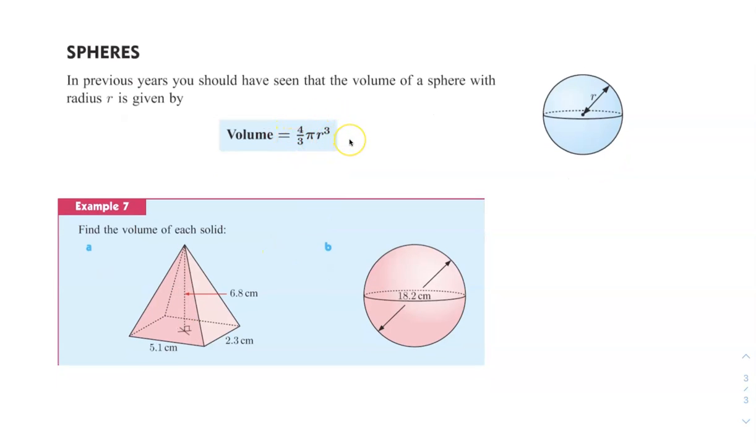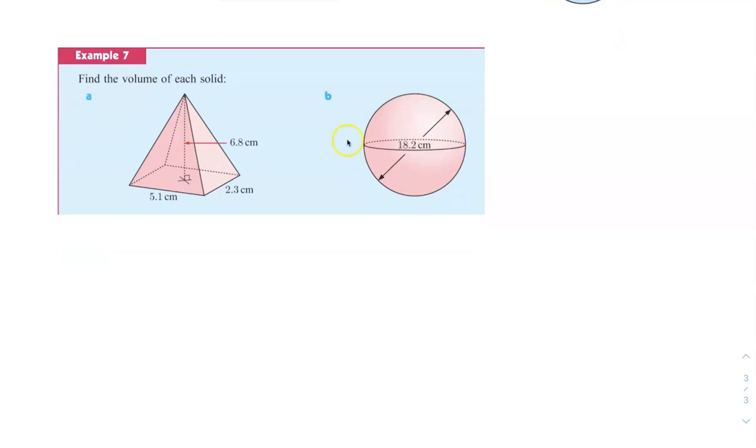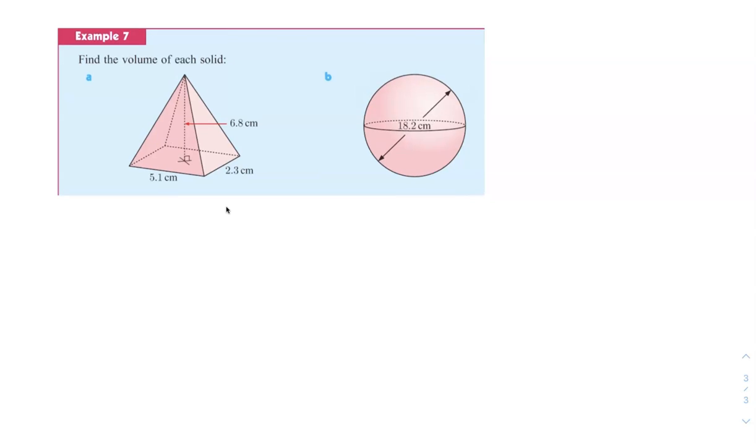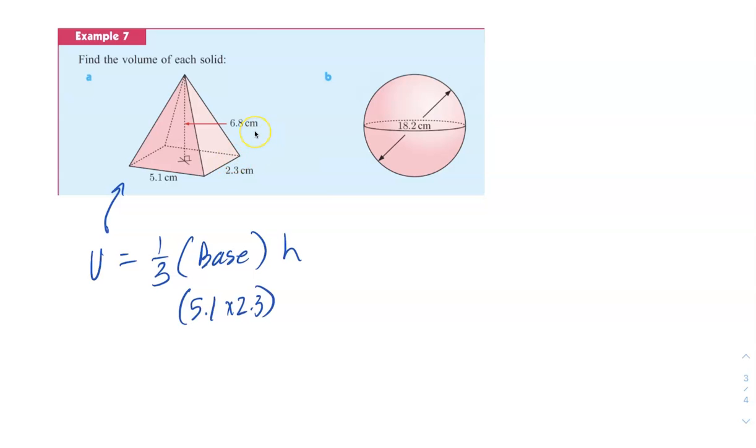4/3 pi r squared. So let's do an example. If I want to find the volume of this, volume equals 1/3 because it's pointy, area of the base times height. Area of the base, now it is a rectangle, so I'm just going to multiply 5.1 times 2.3. And the height is 6.8. They can't make it any easier. You just plug it in. Okay, that's too easy. I'm just going to let that go. It's not worth the time.